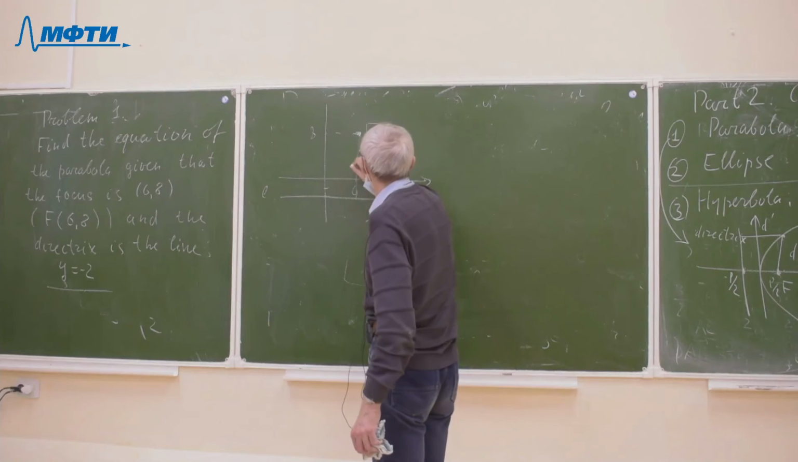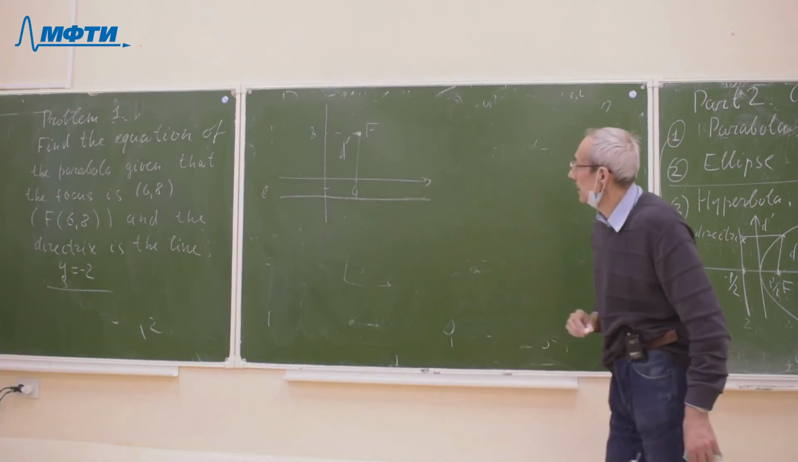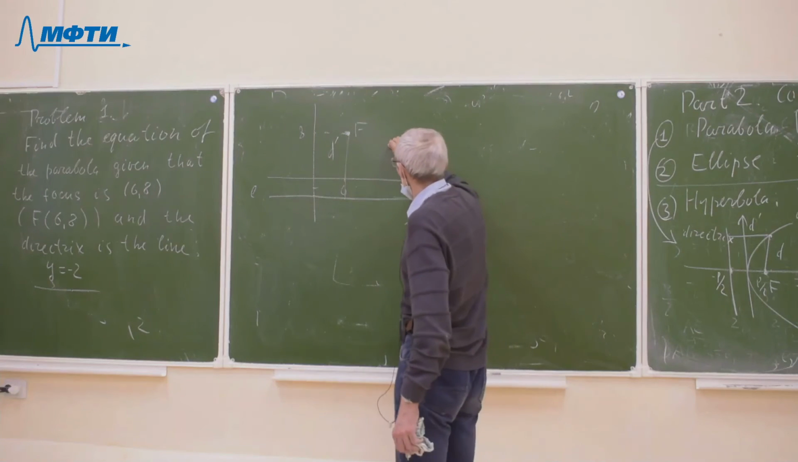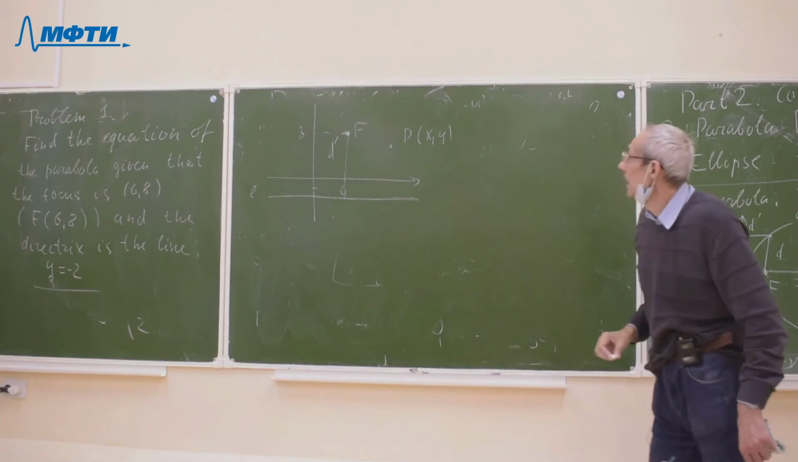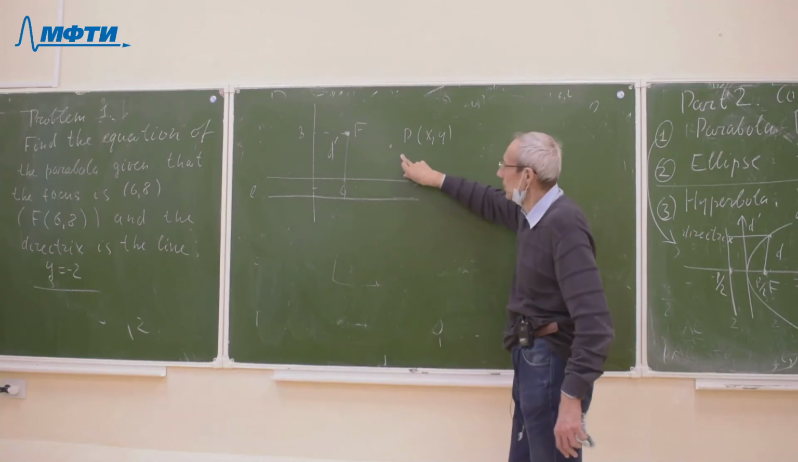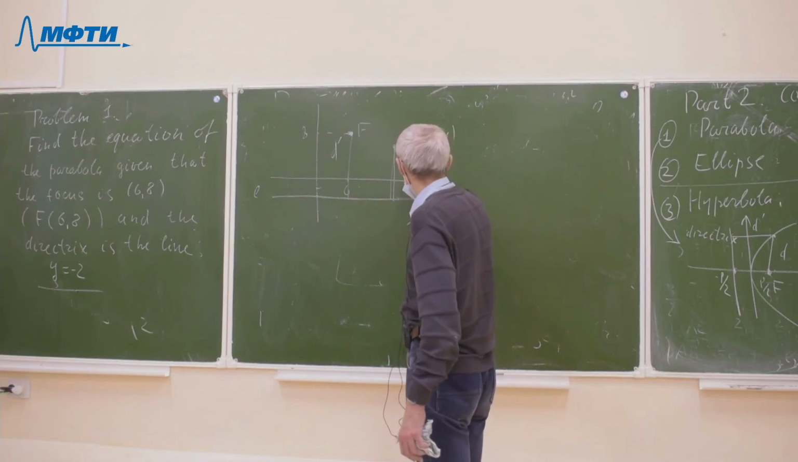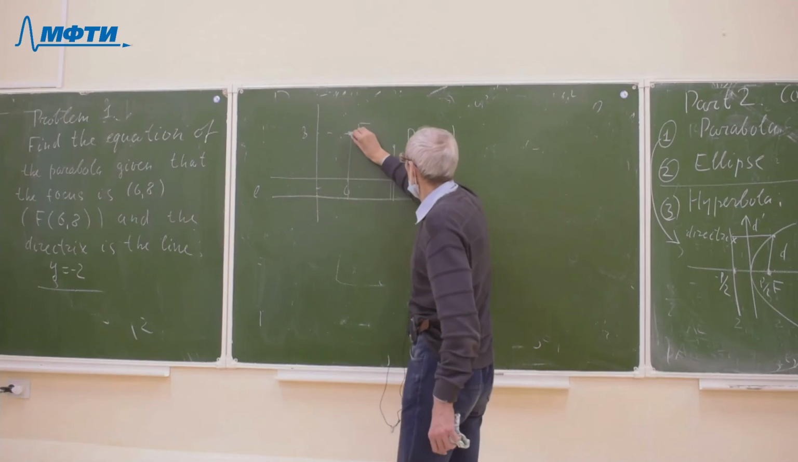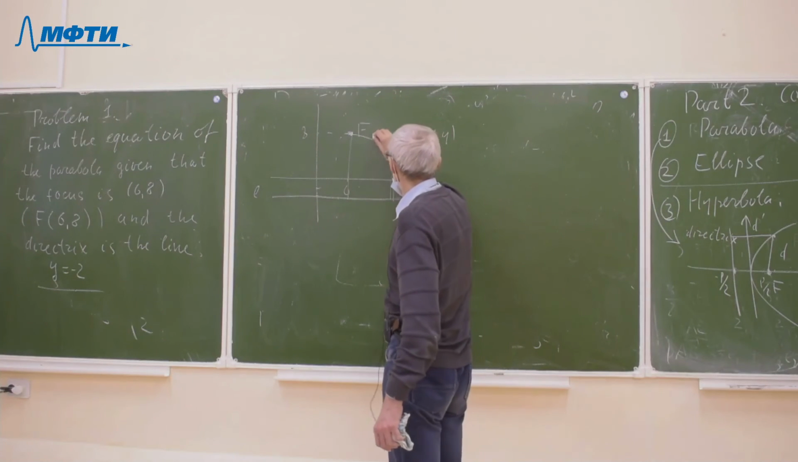And let's calculate the distance d prime between point F and this straight line. Let P be an arbitrary point. Let's consider the moving point P and calculate the distance between P and this straight line, this distance d prime. And let's calculate the distance between P and F, d.